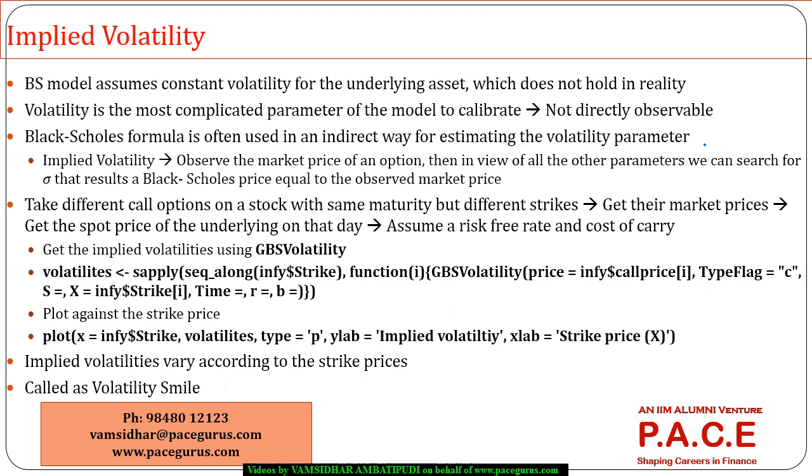Then one more important topic that I want to cover in this session is the concept of implied volatility. Here we have already seen in the Black-Scholes model, one of the major assumptions of the model is that the volatility is constant for the asset throughout the entire period of the validity of the option. But in reality, the volatility of the underlying keeps changing quite heavily. So that's a major challenge. Volatility is a very complicated parameter.